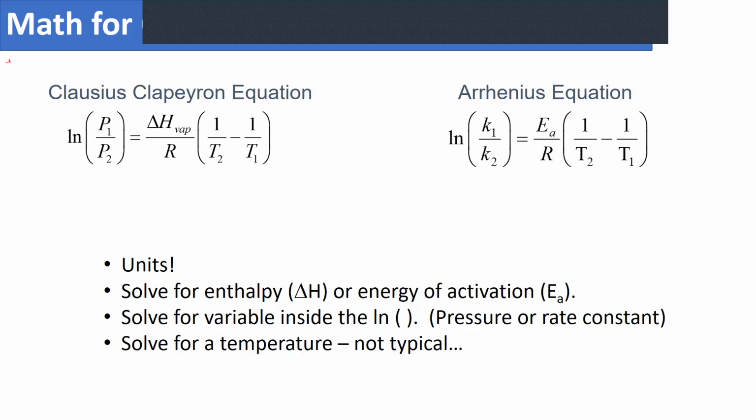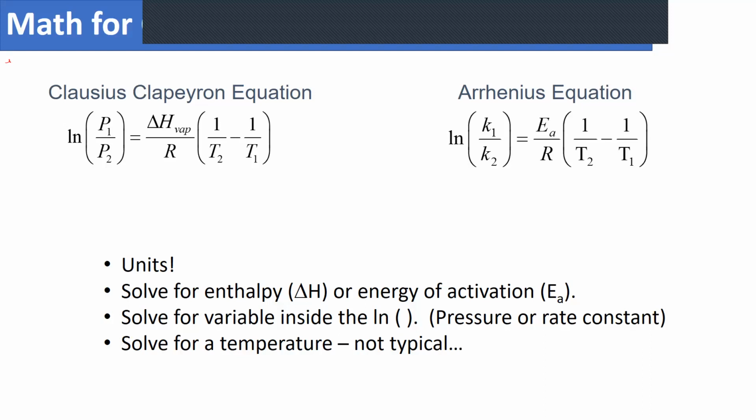All right, this video is designed to show some of the math steps involved in the Clausius-Clapeyron and Arrhenius equations. They are basically the same equation, just using different variables. And it involves a natural log and some inverse temperatures and a lot of algebra.